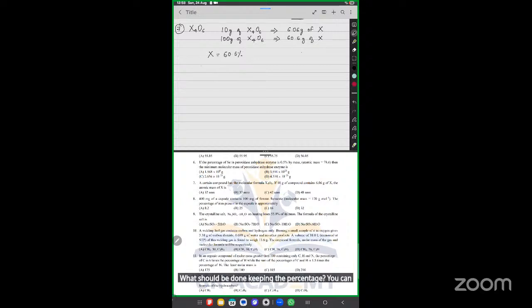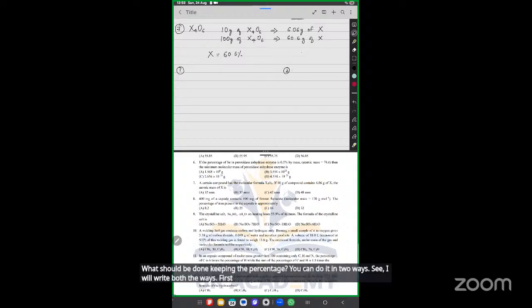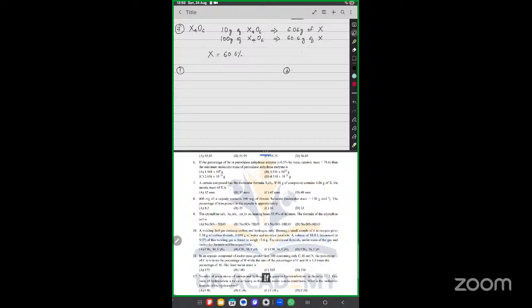You can do it in two ways. See, I will write both the ways. First way and the second way. If X is 60.6%, what is oxygen?